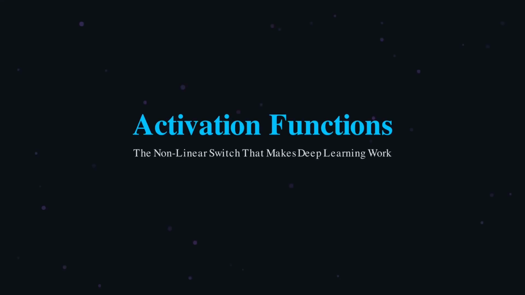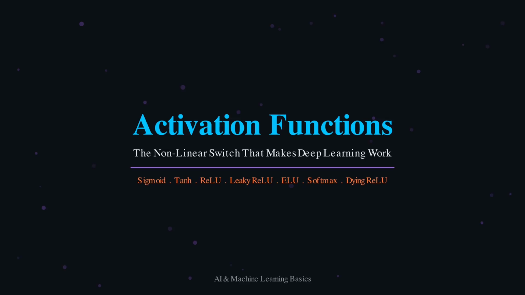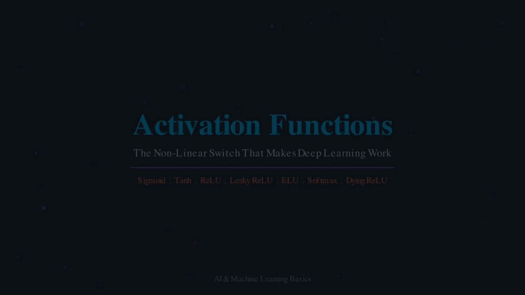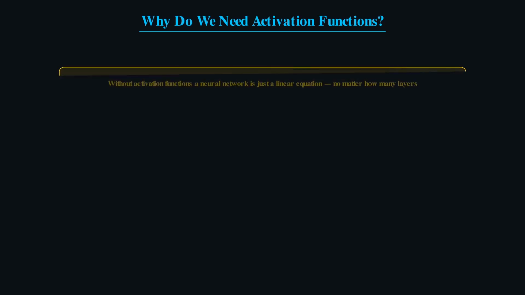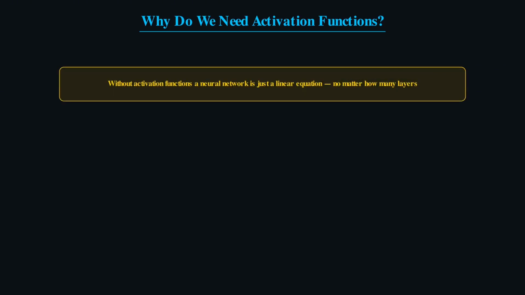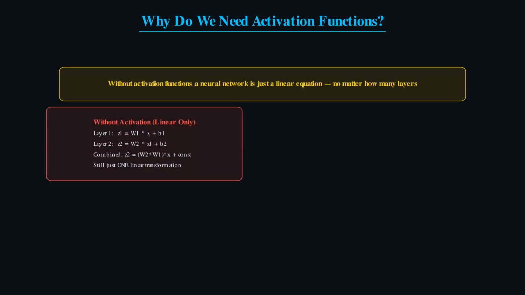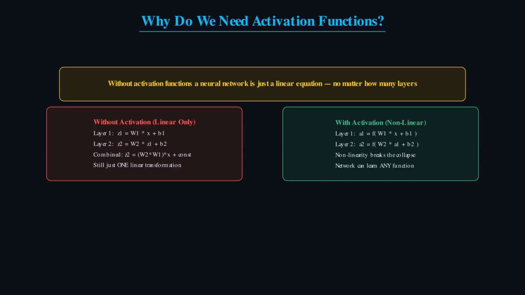Ever wondered what actually happens inside a neural network when the loss goes down? Today we're breaking down activation functions, the nonlinear switch that makes deep learning work at all. Every neuron computes a weighted sum, then passes it through an activation function before sending the result forward.